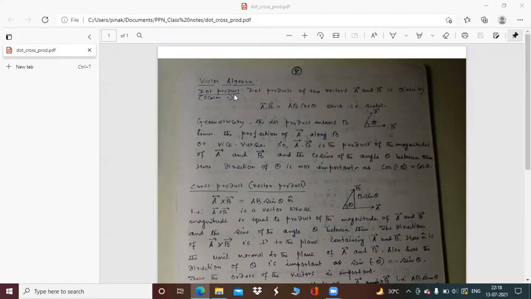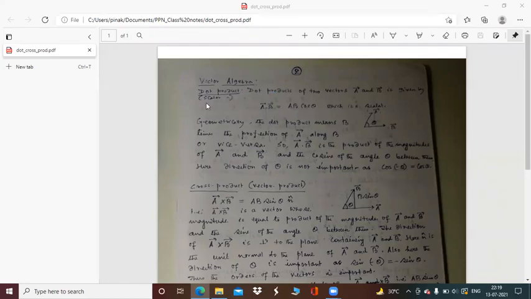So in this lecture, we'll be trying to have some recap of vector algebra. Now, in vector algebra, we'll be first starting with the dot product between two vectors. So here you consider this figure. There are two vectors, a bar and b bar, with an angle theta between them.